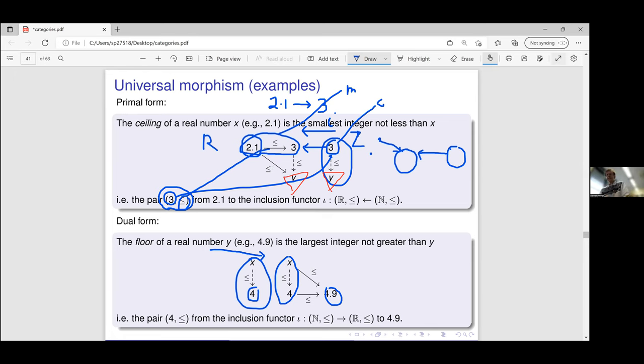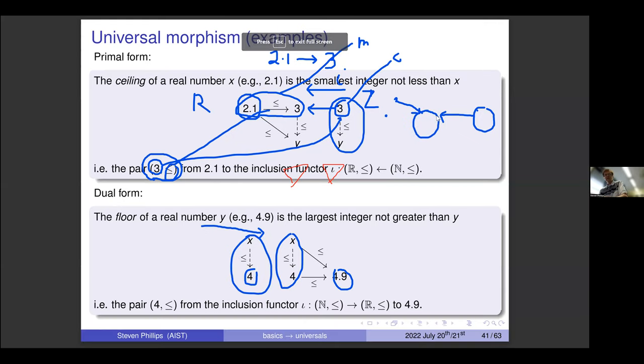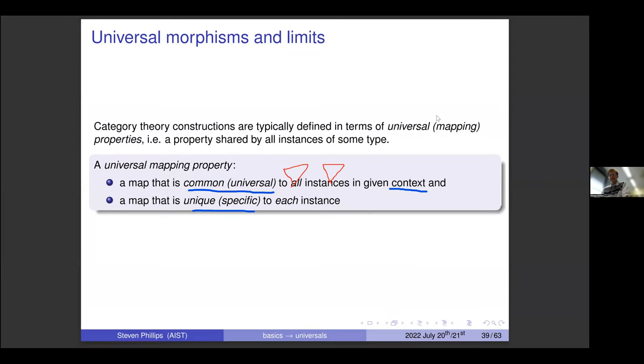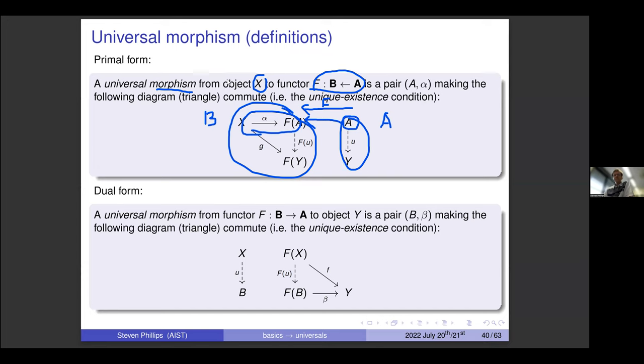So I have to go back to the previous slide. In the actual definition, I didn't spell this out. What it's saying is that a universal morphism from X to this functor is a pair A, alpha making the following diagram commute. That is, it satisfies, and the crucial answer to your question is this, what's called the unique existence condition. What that says is that it's only a universal morphism if the following two things hold. One, that for every object Y in your domain category here, the domain of the functor that you're interested in, and given that Y, for every morphism from your target X to the image of Y, F of Y, that's this morphism G here, for every such thing, all these morphisms factor through or are composed of this one alpha, and there exists a unique morphism here such that it's composed here.